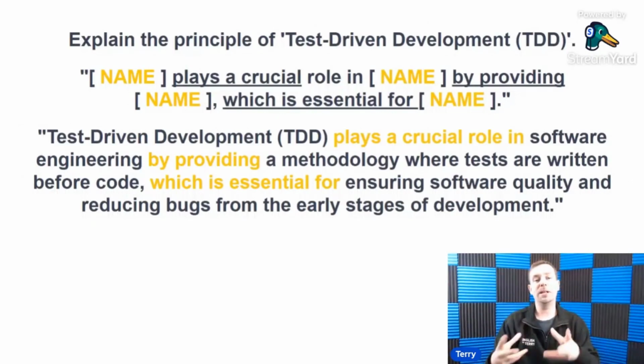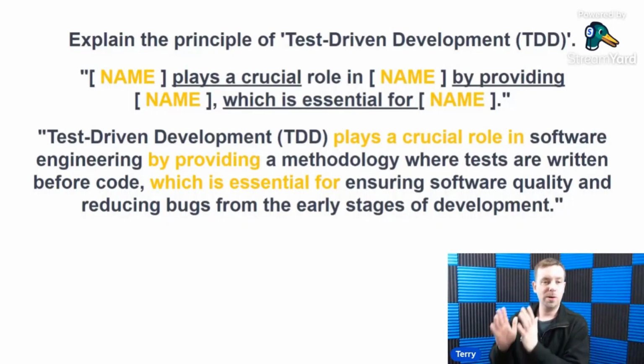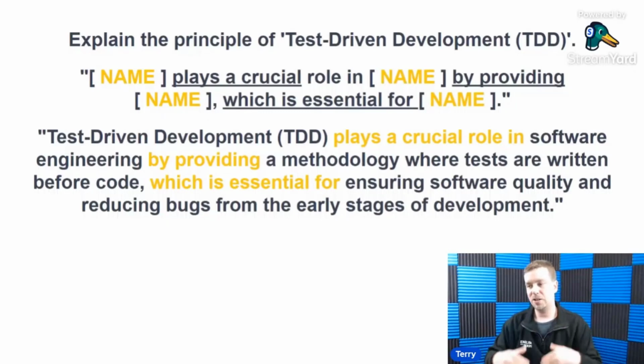So the next one here is test-driven development plays a crucial role in software engineering by providing a methodology where tests are written before code, which is essential for ensuring software quality and reducing bugs from the early stages of development. So again, it's just taking your answers and substituting kind of quickly, all right?